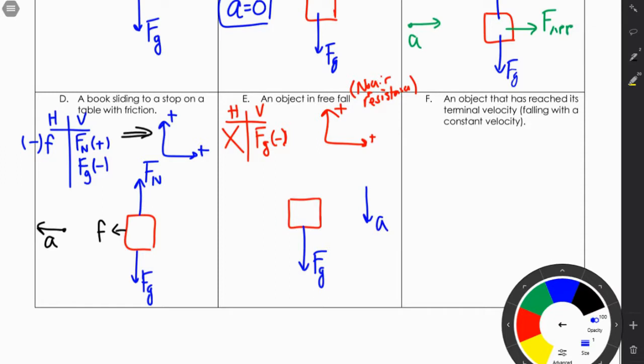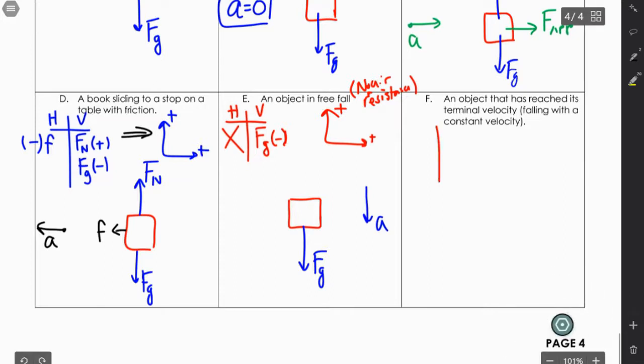Okay. All right. Now the next one, an object that has reached its terminal velocity. Now terminal velocity is a special point. Okay. Again, since we're falling down, we have no horizontal forces, so we have our Fg, which would be negative, but when we talk terminal velocity, that means now we have air resistance, right? If you take Physics C, we'll get into that. So we'll call it F air, right? And it's actually just a special type of friction.